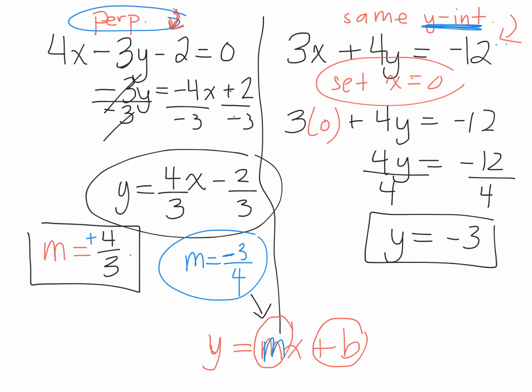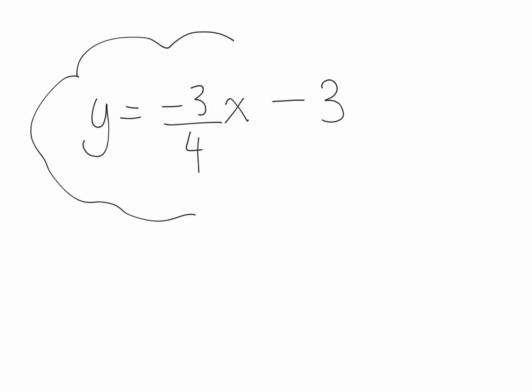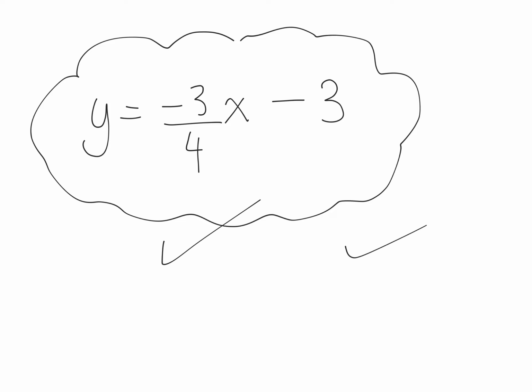If that's the y-intercept, which variable does that represent in my equation of a line? B. So we now have M and we now have B. Can you write the equation of this new line? What's the equation of the new line? Okay, slope and y-intercept. The y-intercept was negative 3. Good. Okay, so that's the equation of the new line.